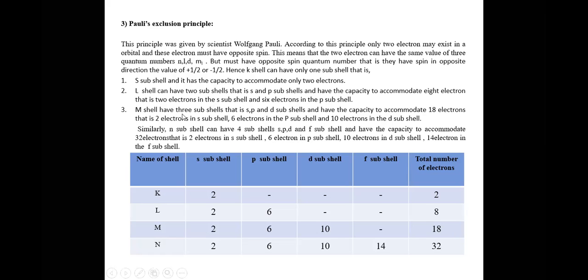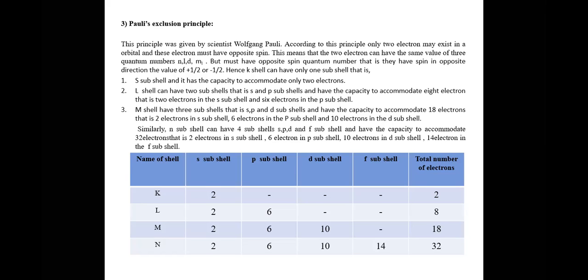And M shell can have three subshells, that is S, P and D subshells, and has the capacity to accommodate 18 electrons, that is 2 electrons in the S subshell, 6 electrons in the P subshell and 10 electrons in the D subshell. Here in the M shell we can have only 3 subshells, and together they can have 18 electrons.